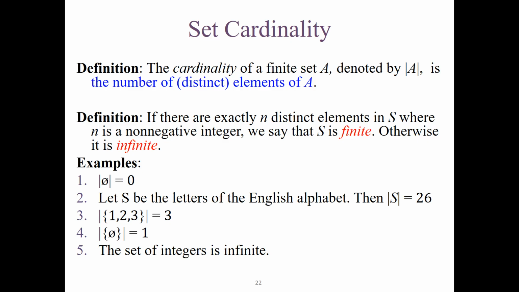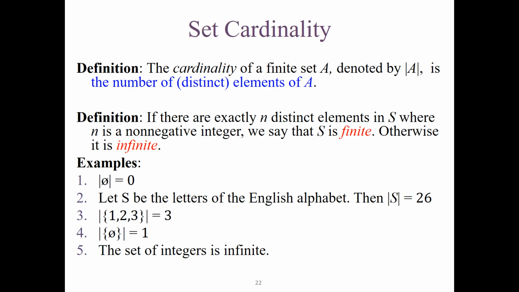Okay, so let's see the next definition. If there are exactly n distinct elements in S, and n is a non-negative integer, we can say S is finite, because we can actually count the number of distinct elements to n. Once you can count the integer n, we call this set a finite set. Otherwise, the set will be infinite because you cannot count the actual number n of the set. So that will be an infinite set. Let's see the example below.